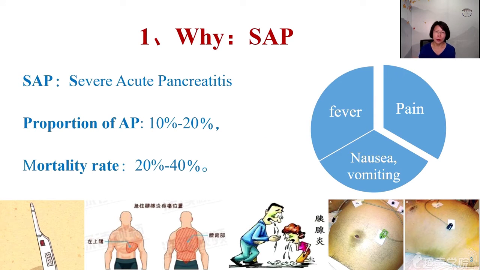First, why SAP? As you know, acute pancreatitis is quite common in acute abdomen. Among the acute pancreatitis, there is one kind, AP, as SAP. SAP accounts for 10 to 20%. But the mortality of the SAP can reach 20% to 40%. So, it's very important to recognize SAP from AP.